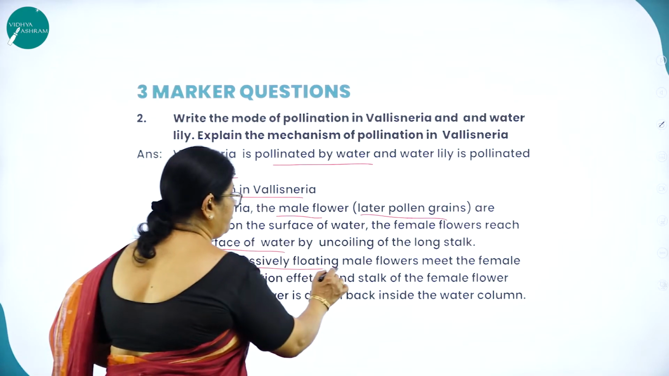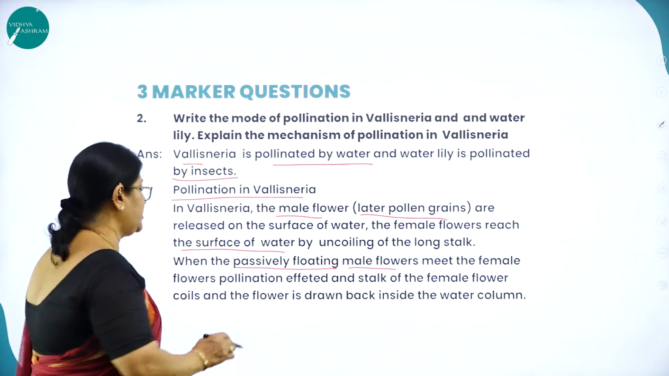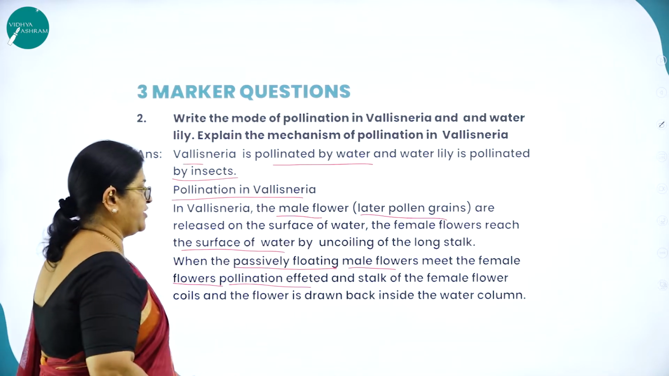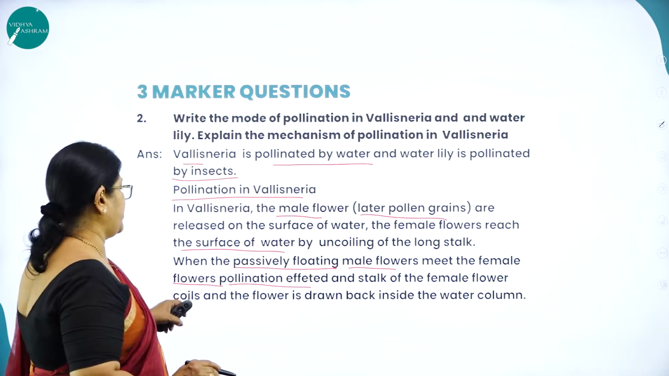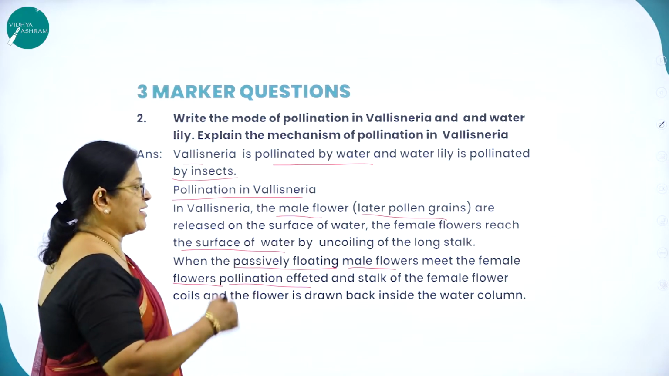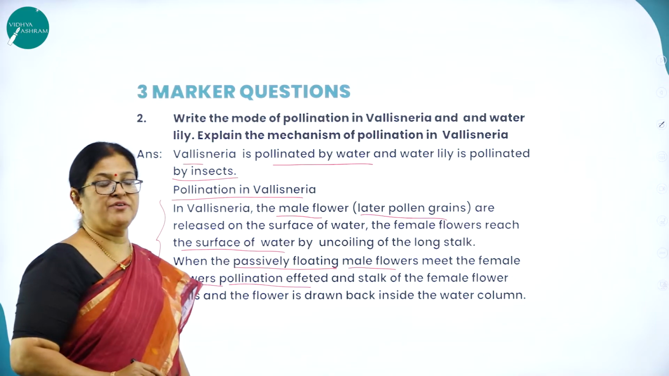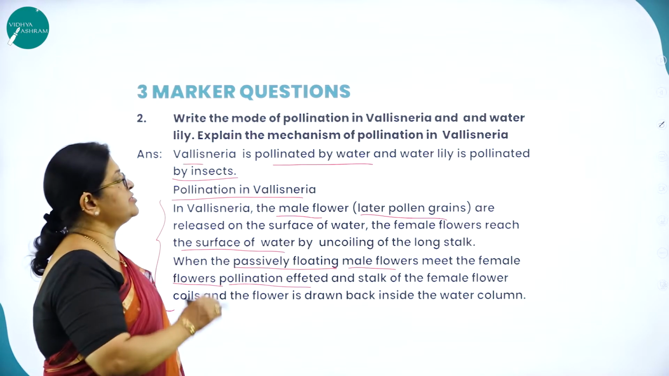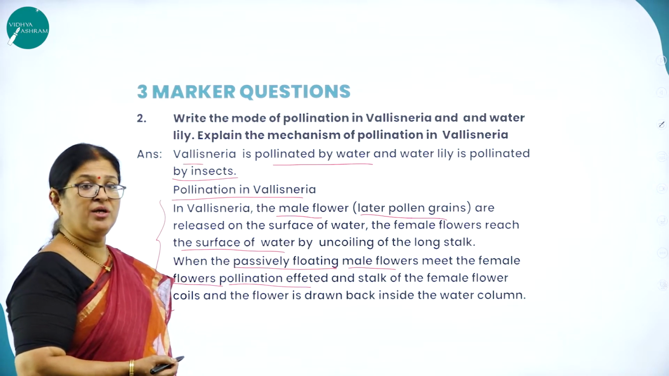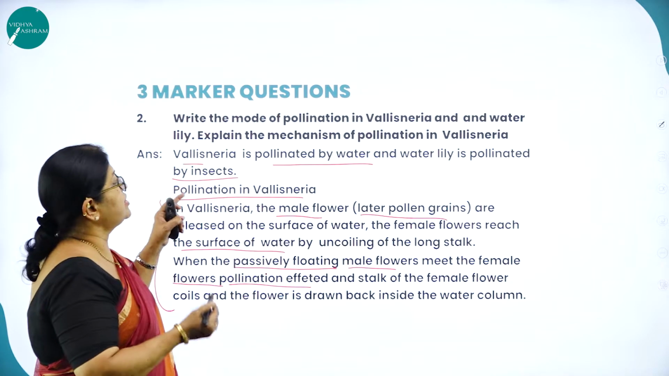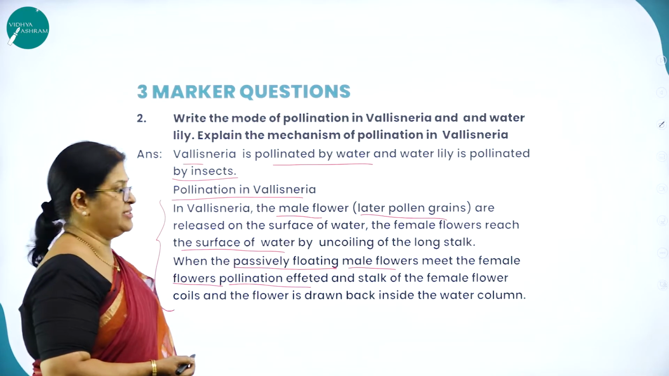So when the passively floating male flowers meet the female flowers, pollination is effected and the stalk of the female flower coils and the flower is drawn back inside the water column. So this is the mechanism. This is very important from examination point of view, which is usually asked in your board examination. So what is the mechanism of pollination in Vallisneria?